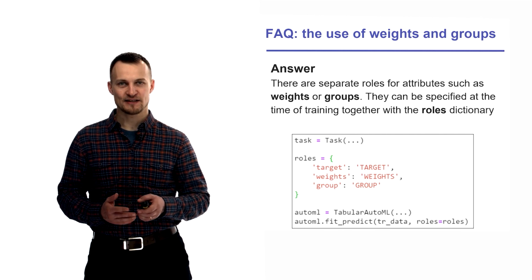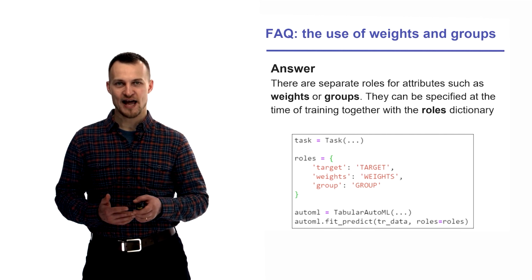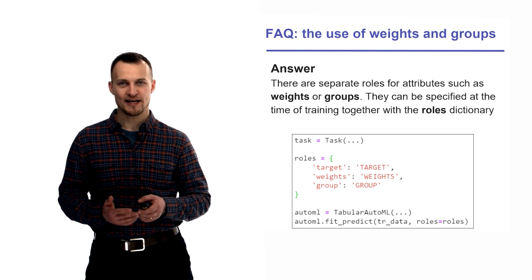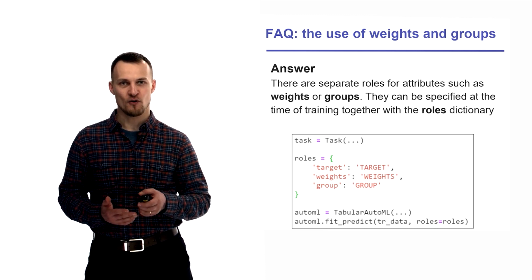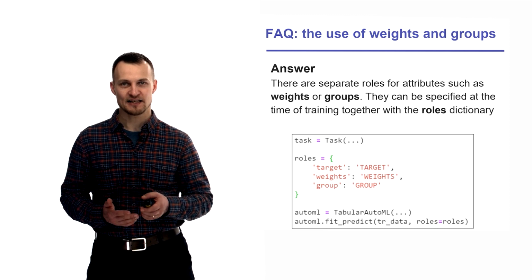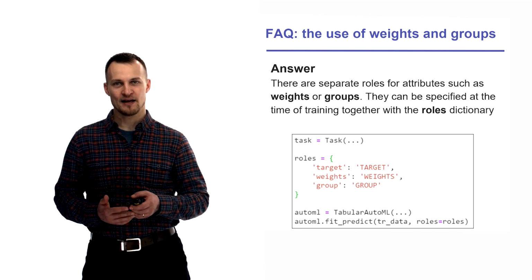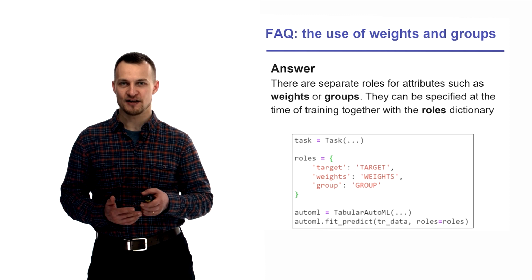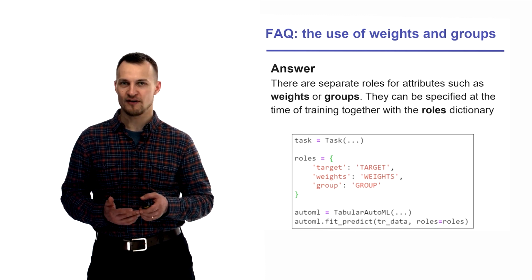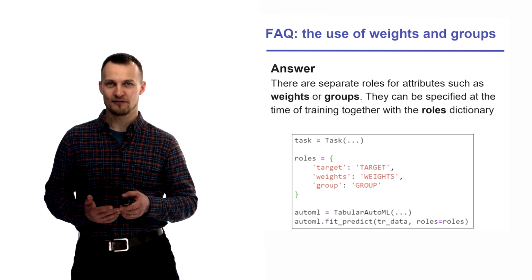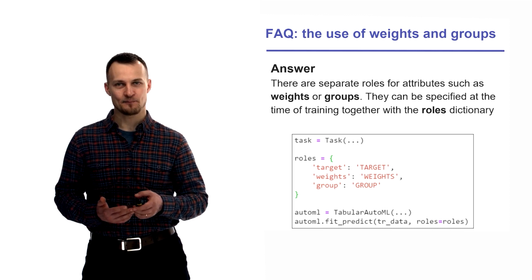Pipelines use groups at the validation stage of the model and generate splits in such a way that objects from the same group never fall into both training and test sets at the same time. The weights will be applied at the training stage, determining the contribution of each individual object to the final model, and by default the weights are considered the same.